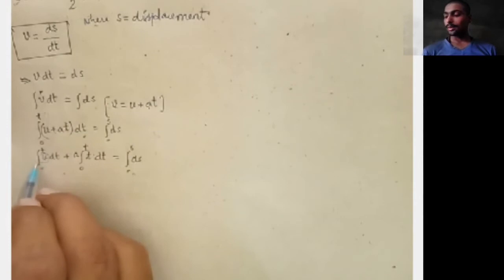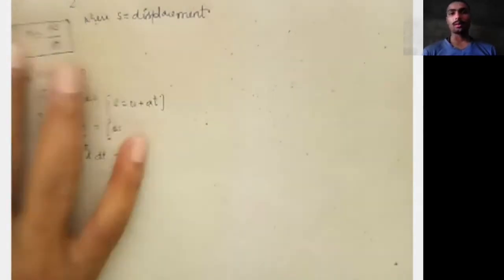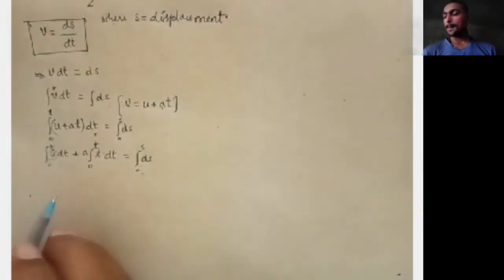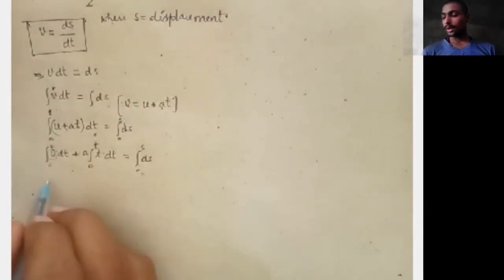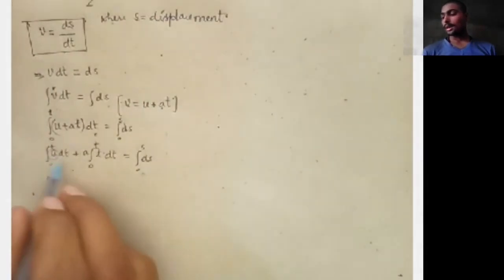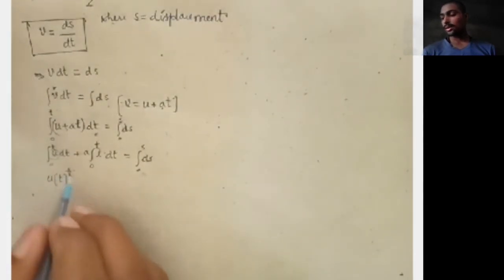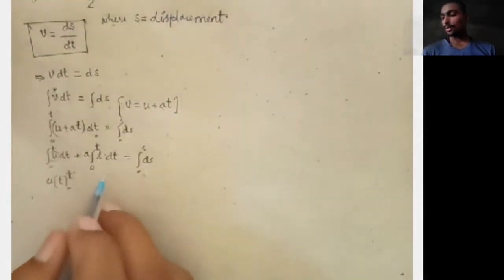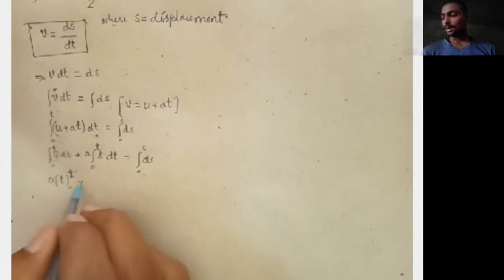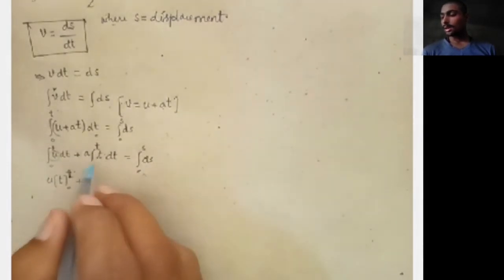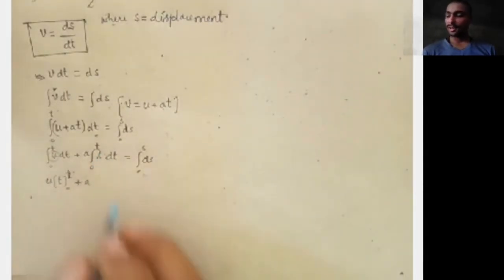Okay, now moving further. u is constant because the initial velocity will not change with time. Now taking u outside, we get u, and the integration of dt is t. We are putting the limits 0 to t, again plus a, and what is the integration of t? Let me write it.